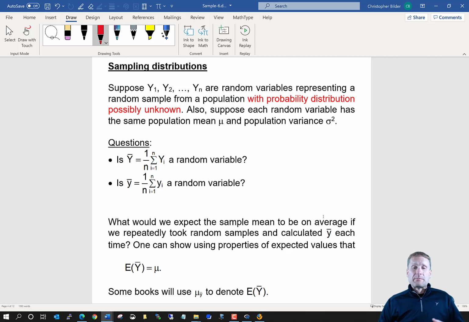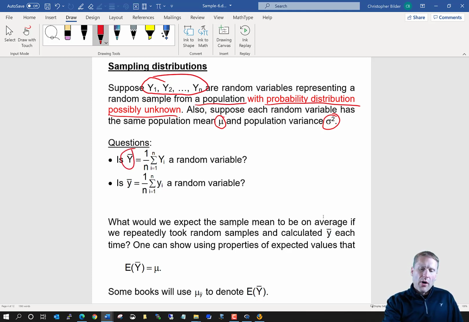That's all it is. To help explain it, let's suppose we have random variables Y1, Y2, ..., Yn that represent items that we would get in our sample from a particular population. Now this population, we don't know a whole lot about in terms of the actual probability distribution. But let's say that each random variable has the same population mean and the same population variance as well. So some questions then.